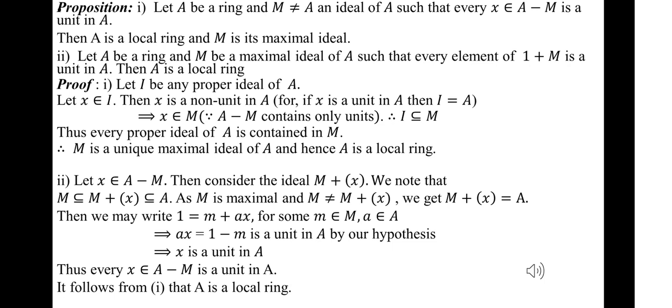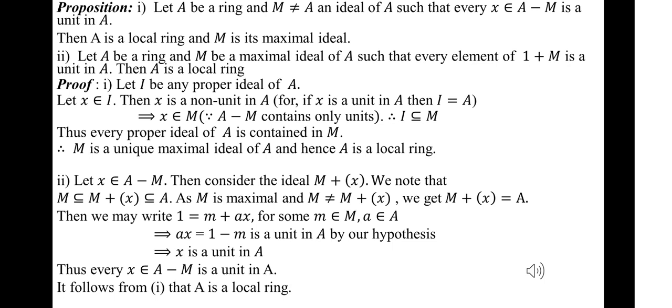First we shall prove the first part of the result. Assume the given hypothesis that M is a proper ideal such that every element in A minus M is a unit in A. Let us look at any proper ideal I of A. Consider an element x from I, then x cannot be a unit in A, because once x is a unit in A, the ideal I will be equal to A, which is not true. Therefore, x is a non-unit in A.